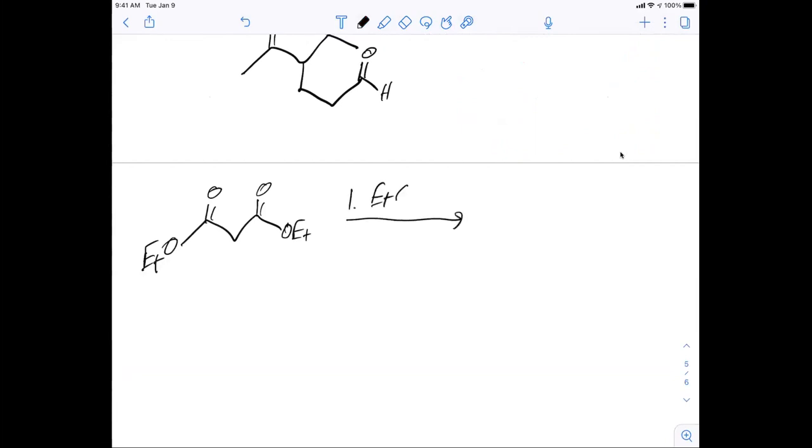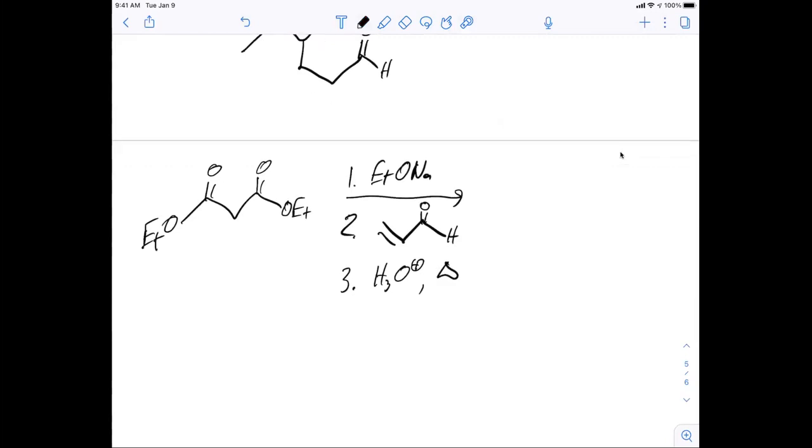And we'll go through this one. So we'd use the sodium ethoxide versus sodium hydroxide here. Second step, right, we're adding our electrophile, which in this case is the alpha beta unsaturated aldehyde. And then the third step, let's do acid and heat.